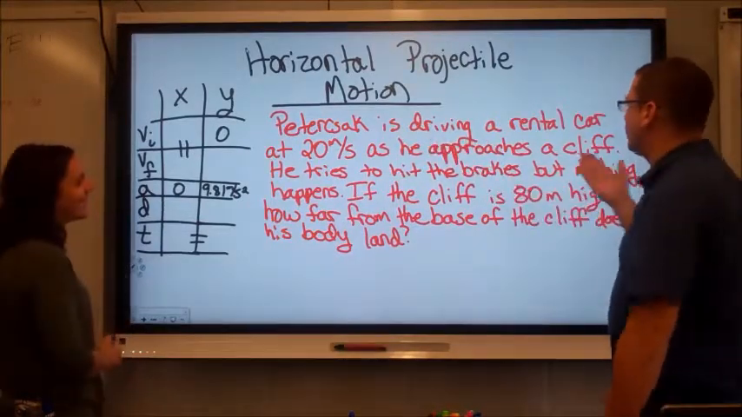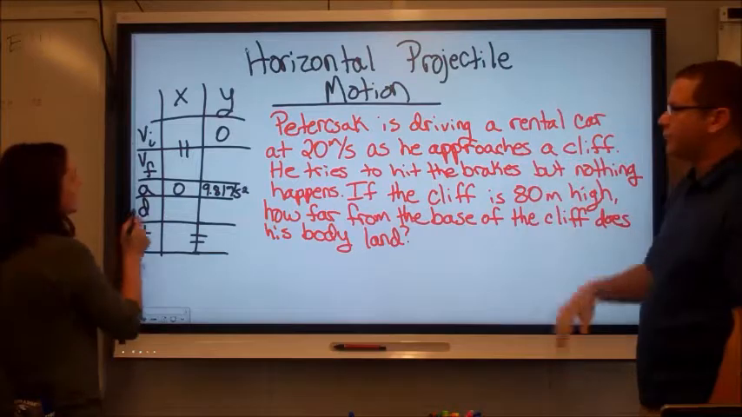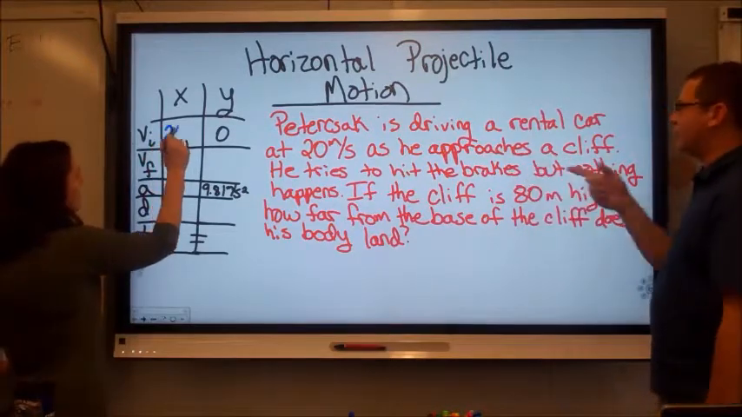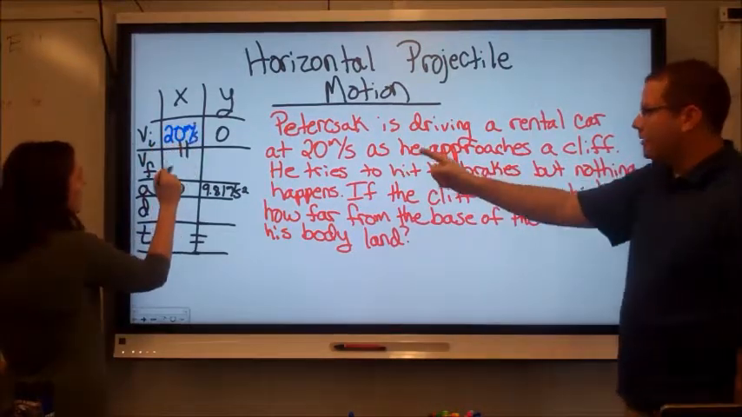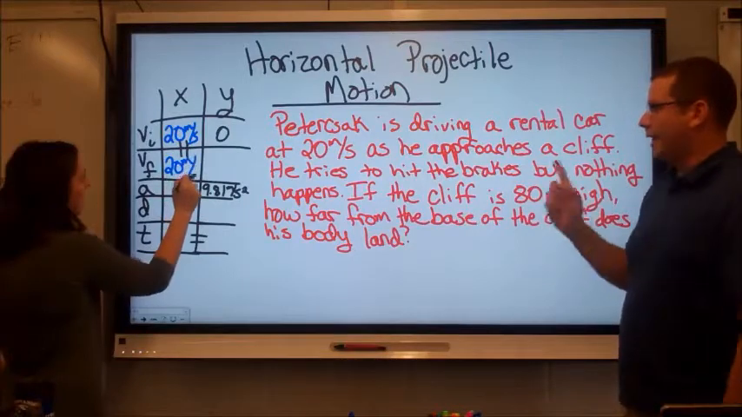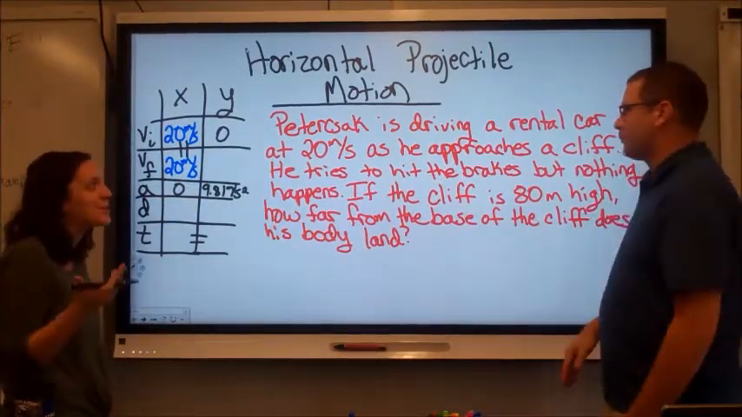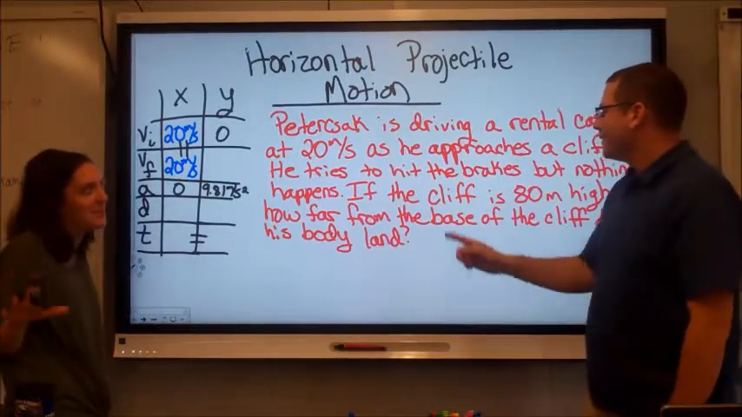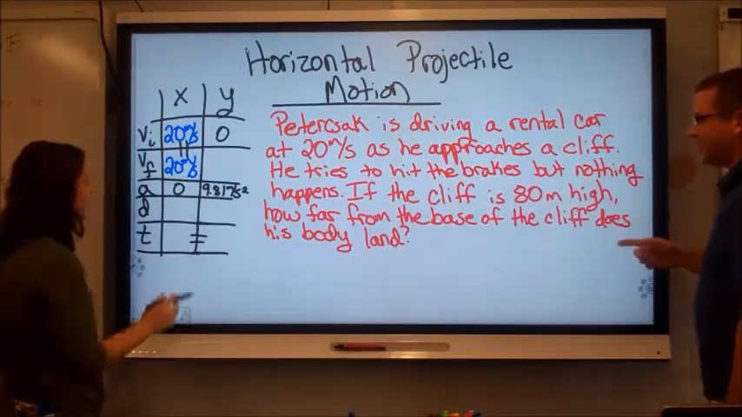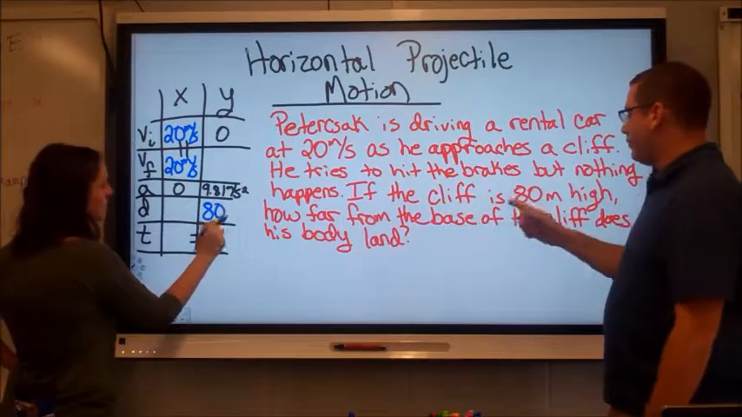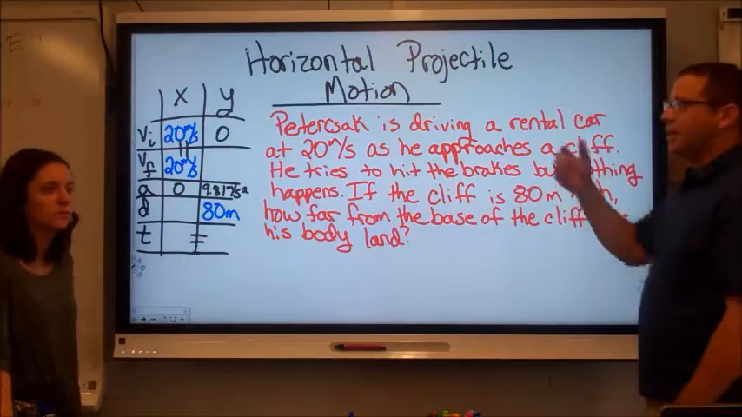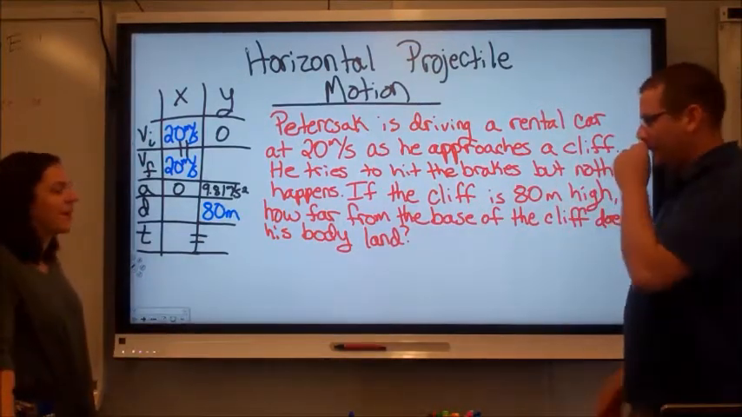Myself is driving a rental car at 20 meters per second as I approach a cliff. I try to hit the brakes, but nothing happens. Probably because somebody cut the brake line. It was a rental car, so I don't know what happened to it. If the cliff is 80 meters high, how far from the base of the cliff does my body land?